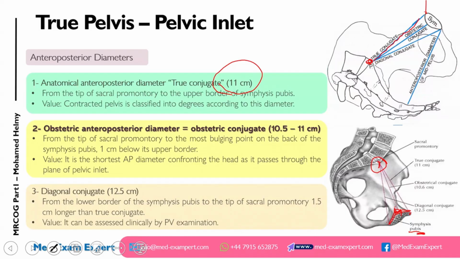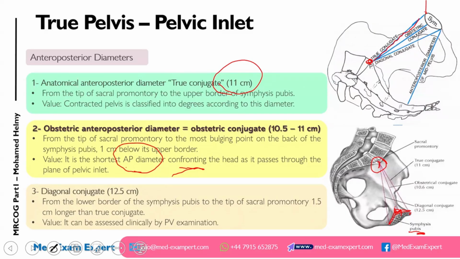So when we say obstetric, it means that it has obstetric importance. So what is the obstetric importance? Again, I remind you that this diameter extends from the tip of the sacral promontory posteriorly to the most bulging point at the back of the symphysis pubis anteriorly. So this is called the obstetric conjugate, and it is the shortest anteroposterior diameter facing the head or confronting the baby's head as it passes through the pelvic inlet. This is the shortest anteroposterior diameter facing the baby's head through its passage through the pelvic inlet.